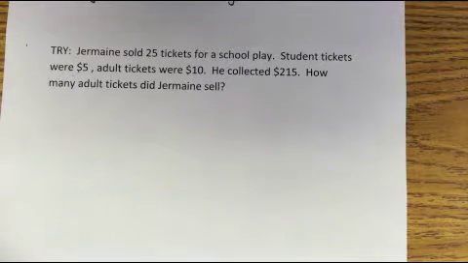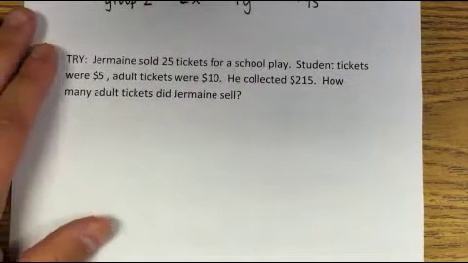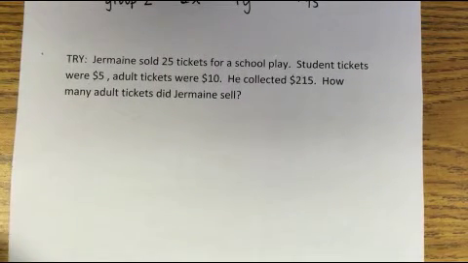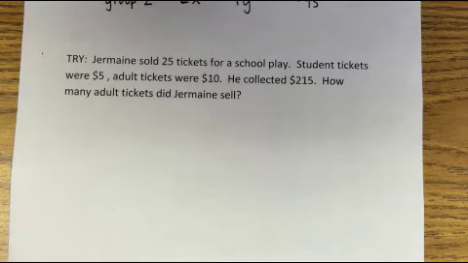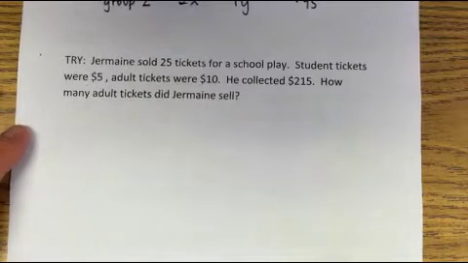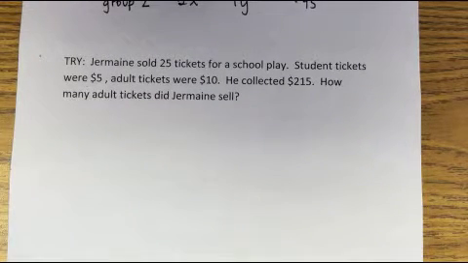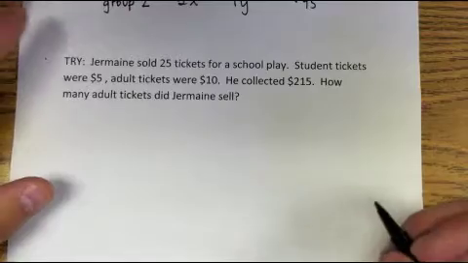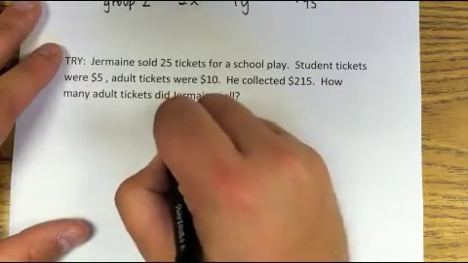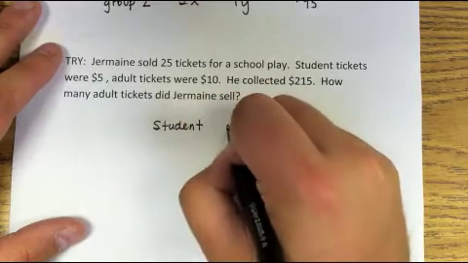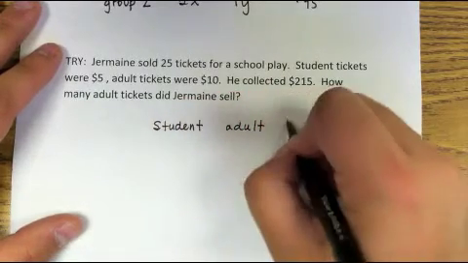Okay, Jermaine sold 25 tickets for a school play. Student tickets were $5 and adult tickets were $10. He collected $215. How many adult tickets did Jermaine sell? Okay, so again, pause it and try it. All right, so the 2 items that we're comparing here are, I see student, adult, and total.